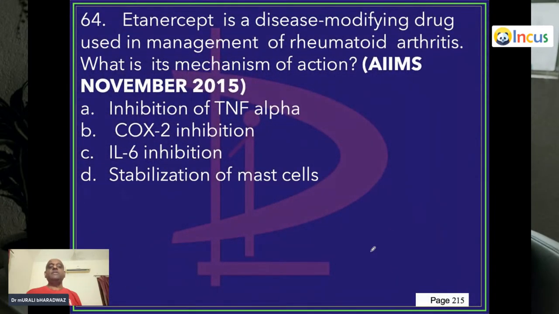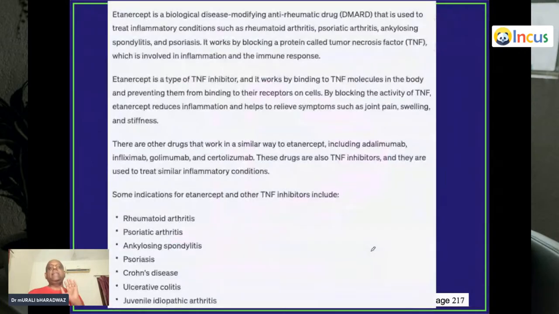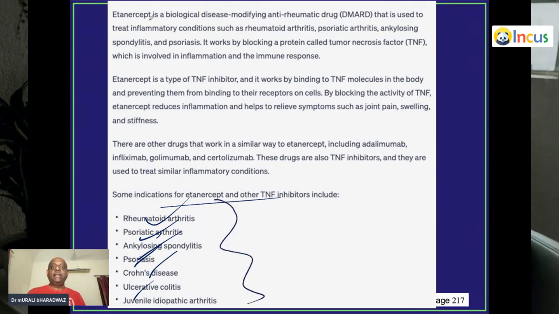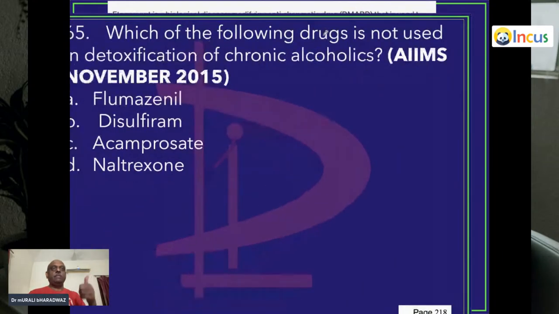Etanercept is a disease-modifying agent. How does etanercept act? It is a TNF-alpha inhibitor. So, what are all the various TNF-alpha inhibitors that you know? Rheumatoid arthritis, psoriatic arthritis, ankylosing spondylitis, psoriasis, Crohn's, ulcerative colitis, everything, doctor. And etanercept is a DMARD, disease-modifying anti-rheumatic agent, is what you need to remember.